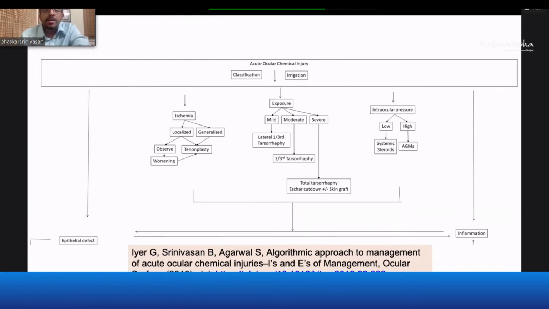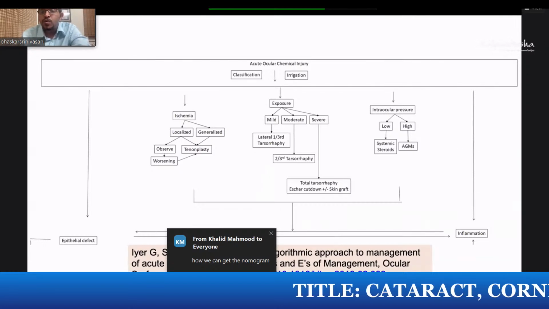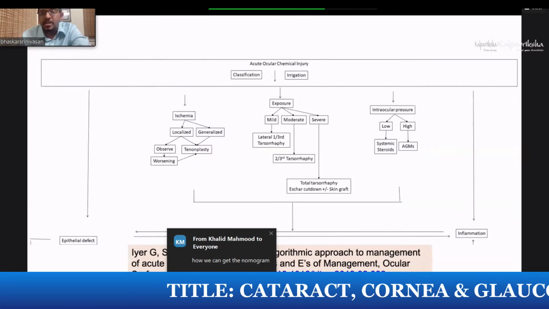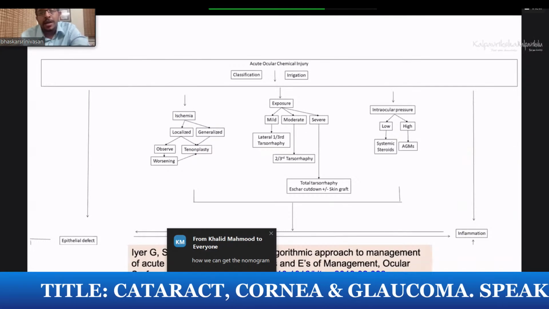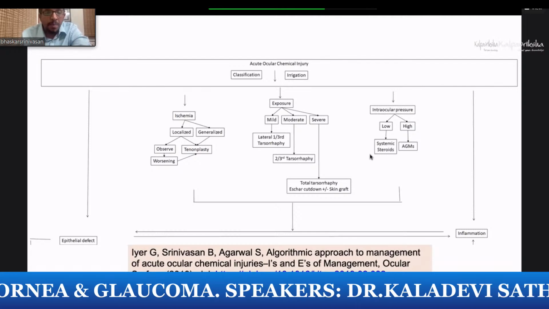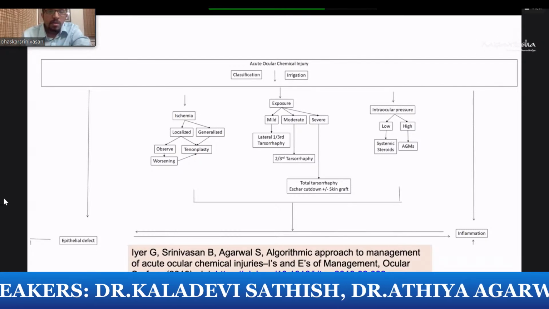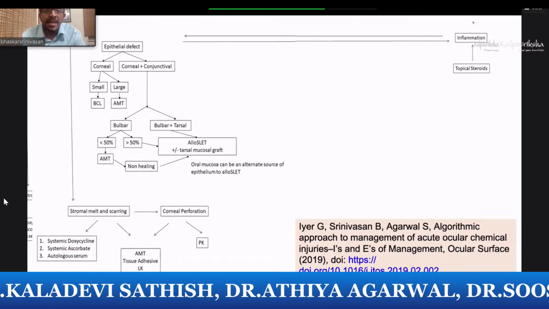You need to irrigate the surface first. For the ischemia, if it is generalized or localized, depending on the extent, you would want to consider tenonplasty. For exposure, you would want to consider lateral or a complete tarsorrhaphy along with a skin graft. Intraocular pressure, if it is low, you might want to use systemic steroids. If it's high, you will use anti-glaucoma medication. But the most important part of the management is to manage the epithelial defect.